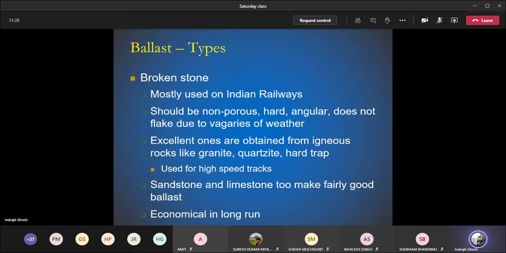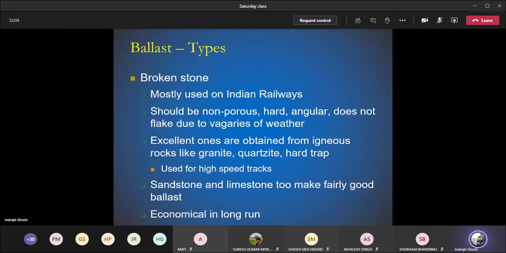There are other materials as well, for example sandstone and limestone. They are not igneous rocks. What kind of rocks are they? Anybody remember? Sedimentary or metamorphic? Sandstone and limestone both are sedimentary rocks.